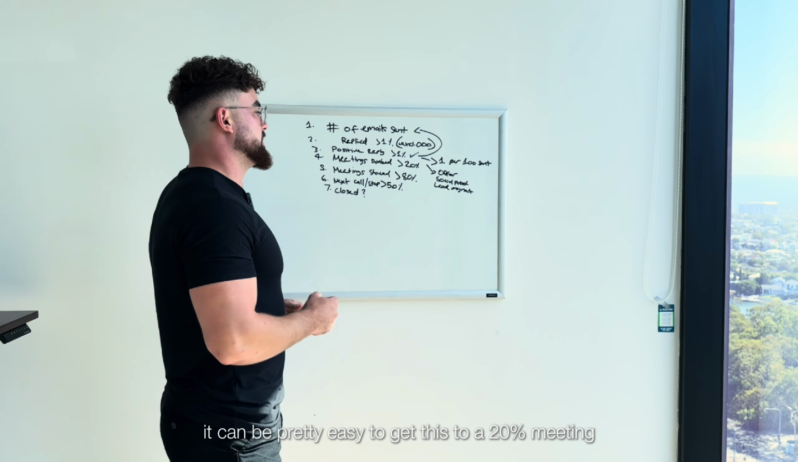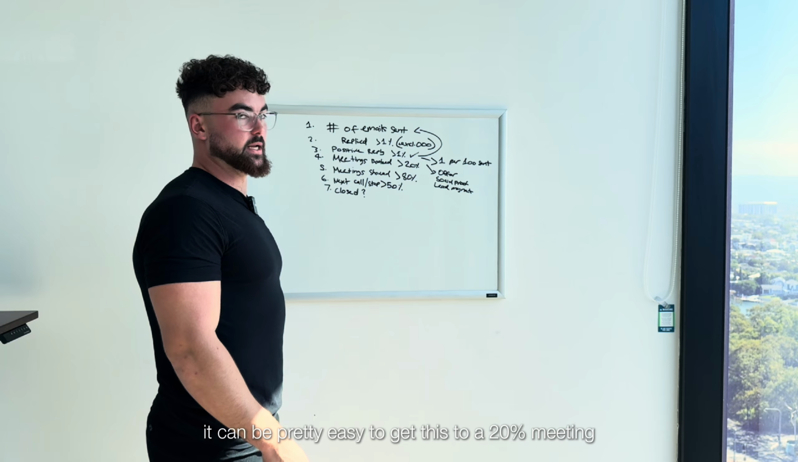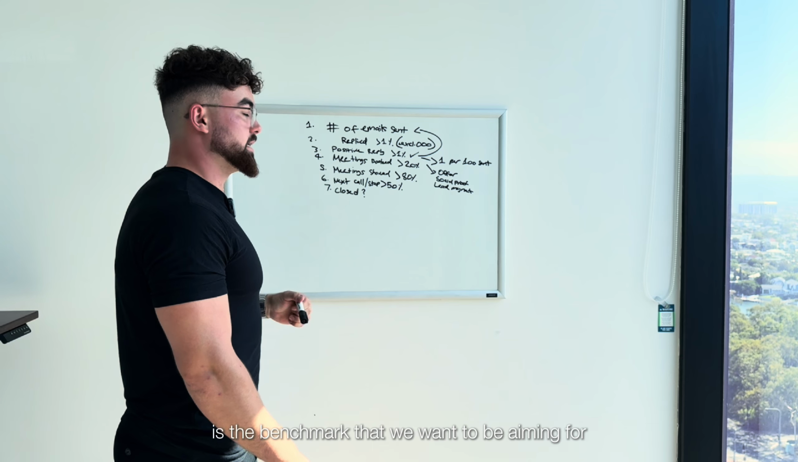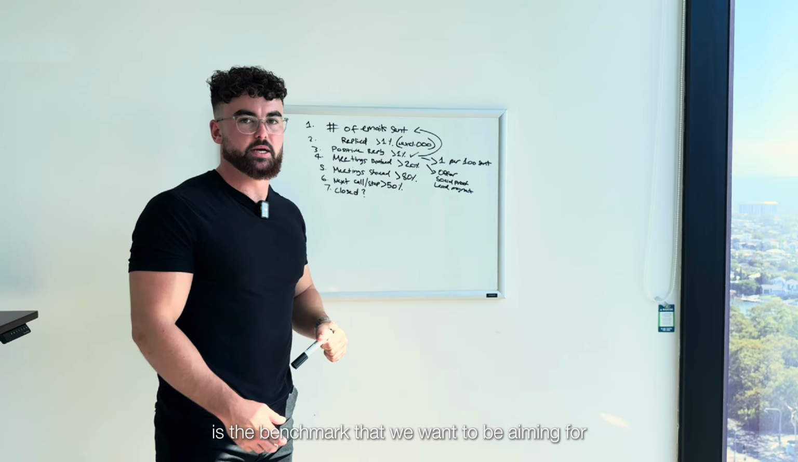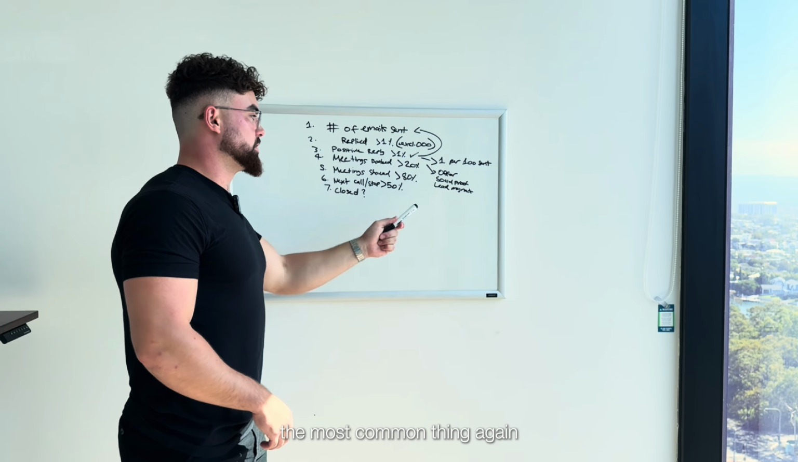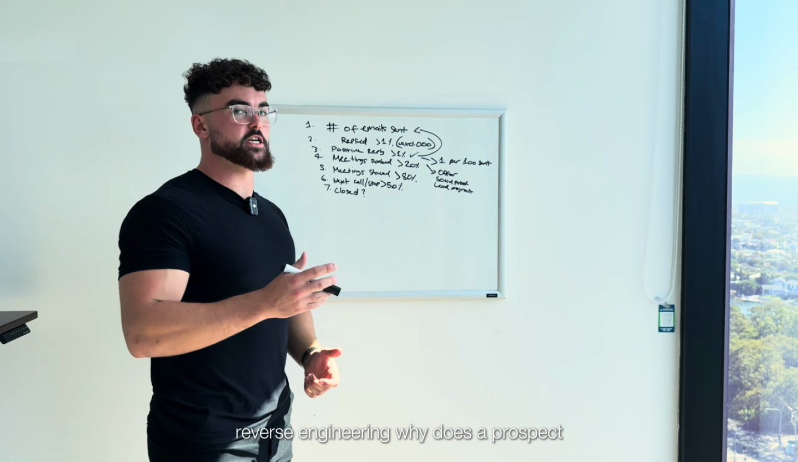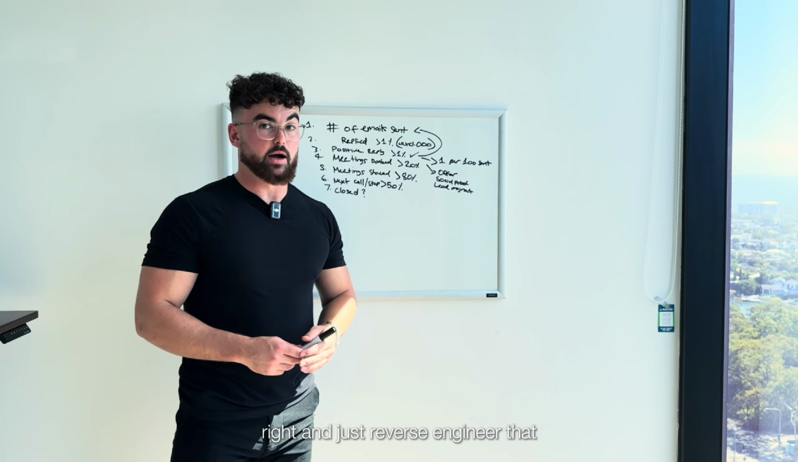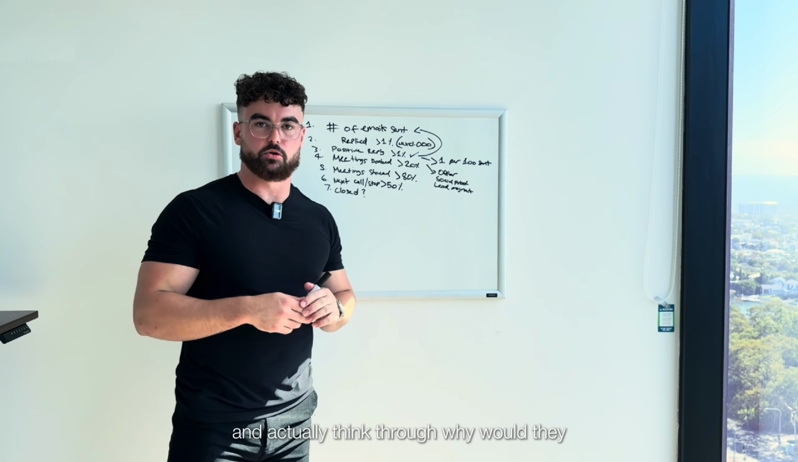So typically it can be pretty easy to get this to a 20% meeting booked rate and beyond. Now, meetings showed. An 80% meeting show rate is the benchmark that we want to be aiming for, at least. If we're getting below this, the most common thing, again, is reverse engineering. Why would a prospect want to show up to a meeting with you?